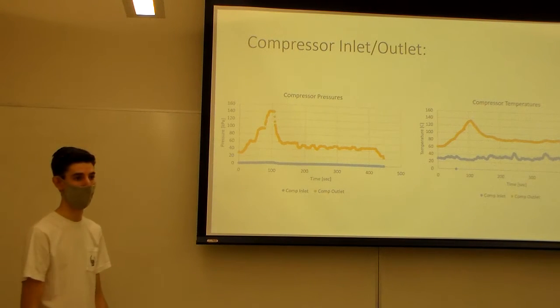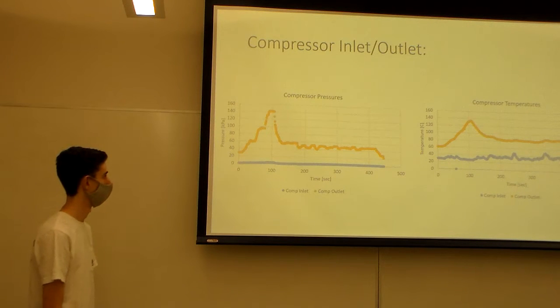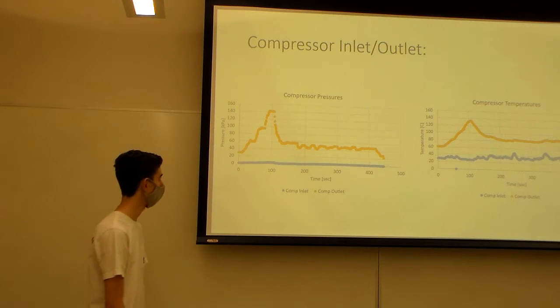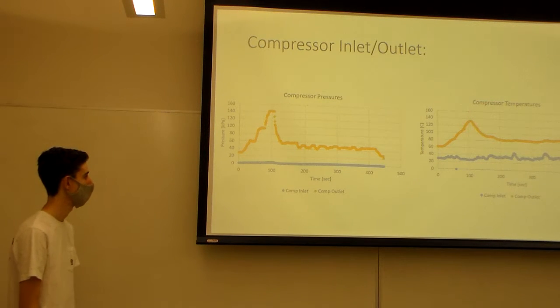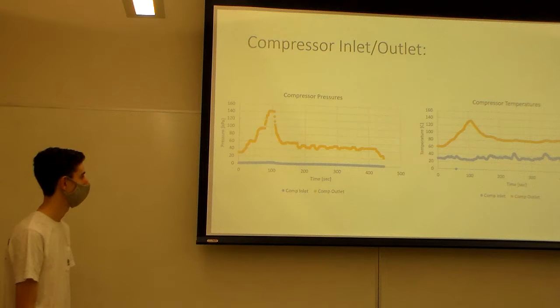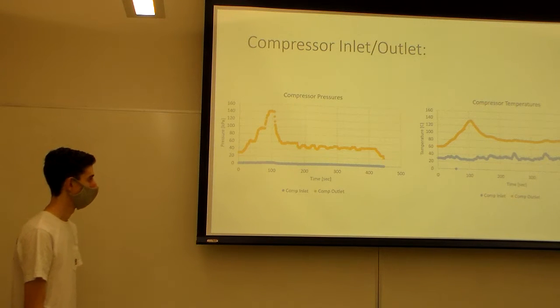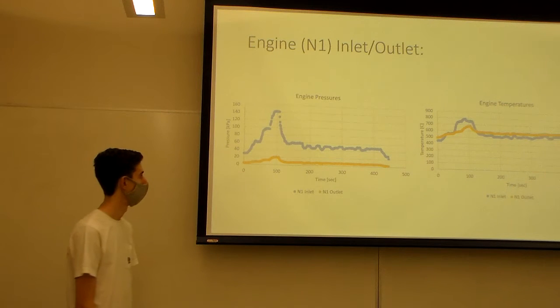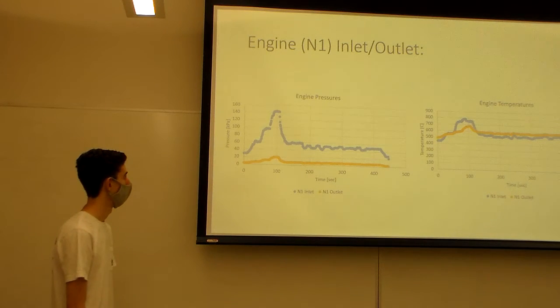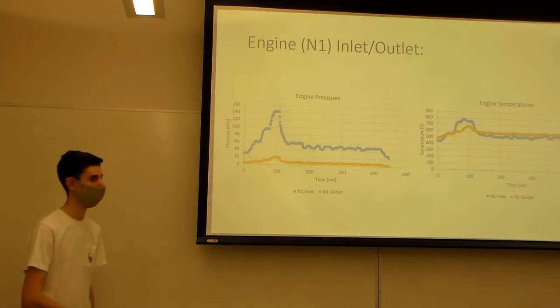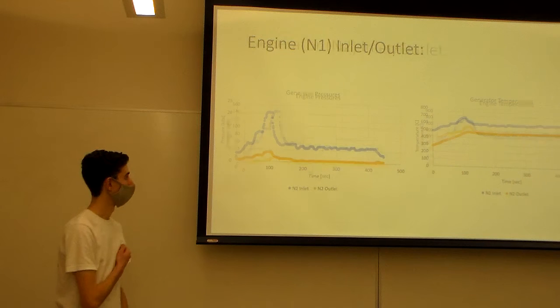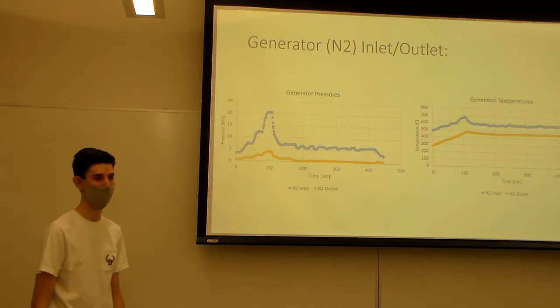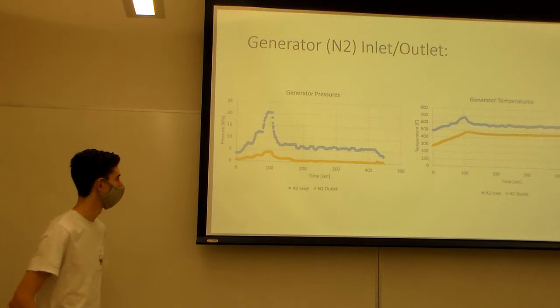There's going to be a lot of graphs, and they're going to look generally like this all the time. We had a graph of the compressor inlet and outlet pressure and temperatures, so I have those side by side here. You can go to the next one. Now the engine pressure and temperature. This is the one that starts pulling the air in on the front. You can go to the next one. And this is the generator. This is the one that's going to be creating the energy.